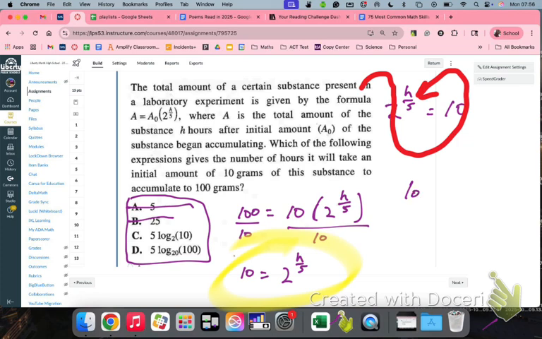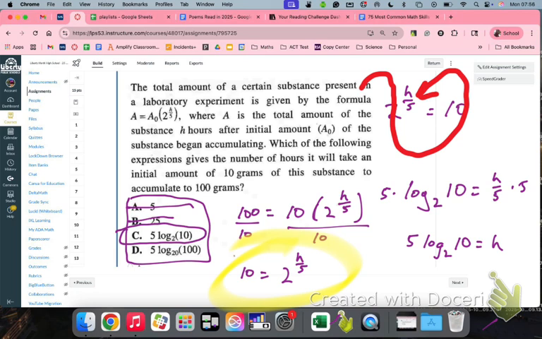Then we're going to rewrite this as log base 2. We went through the first number. Log base 2 of 10, the last number, equals h over 5. There we are. Now, to get h by itself, we would just multiply both sides by 5, and we'll get 5 times the log base 2 of 10 equals h. 5 times the log base 2 of 10 is C. That's our answer.